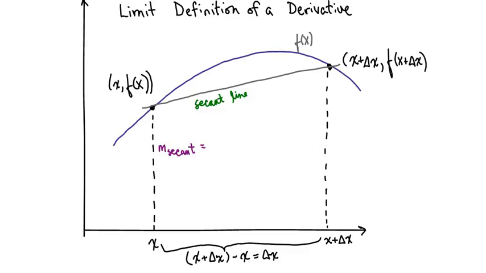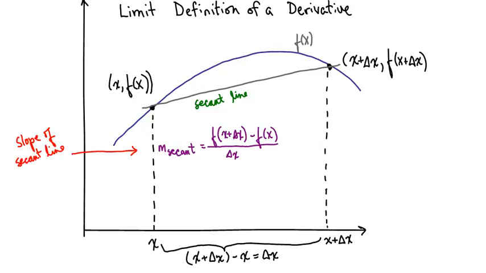Well, the slope of that secant line is y2, which is f of x plus delta x, minus y1, which was f of x, and that's all divided by the change in x, which is delta x. And once again, that is the slope of the secant line. We're also going to call that the average rate of change of the function between the 2 points x and x plus delta x.